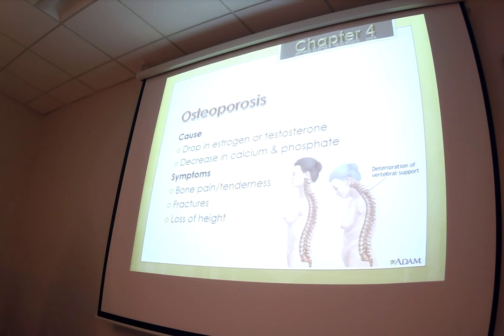So in this instance, we have a nice straight normal curve of the spine. In an osteoporotic patient, we then have deterioration of the vertebral bodies, leading to not being able to support the body anymore. Symptom-wise, you're going to have bone pain and tenderness, be susceptible to a lot of fractures, as well as loss of height due to that vertebral instability.